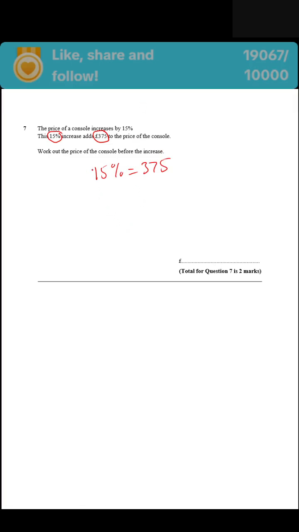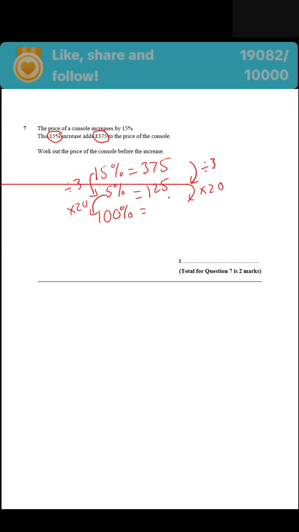If we want to find the original cost, we want to find 100%. Now we need to find a common factor of 15 and 100. We could go down to 1% or a different percentage. I'm going to go for 5%, I think it's the easier option. To get from 15 to 5, we divide by 3, so we do the same on the right hand side: 375 divided by 3. 300 divided by 3 is 100, 75 divided by 3 is 25, so we get 125.